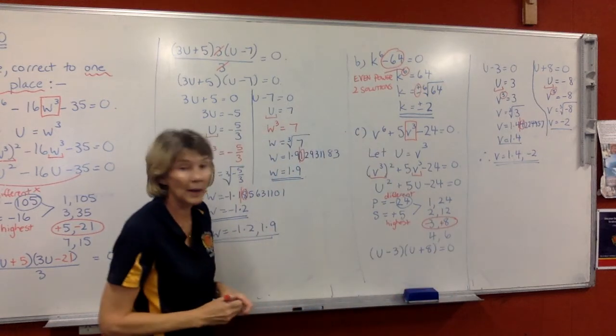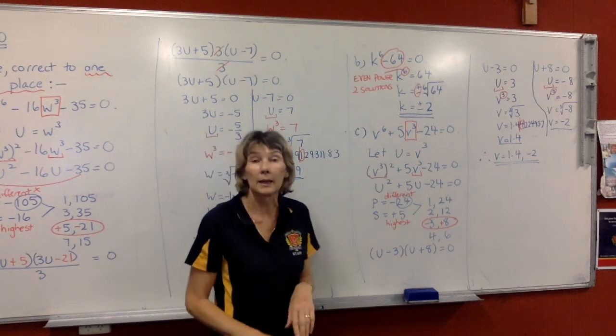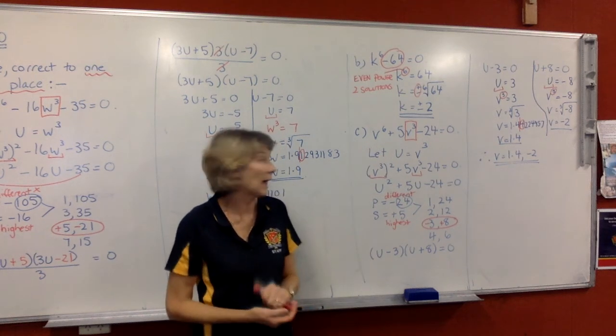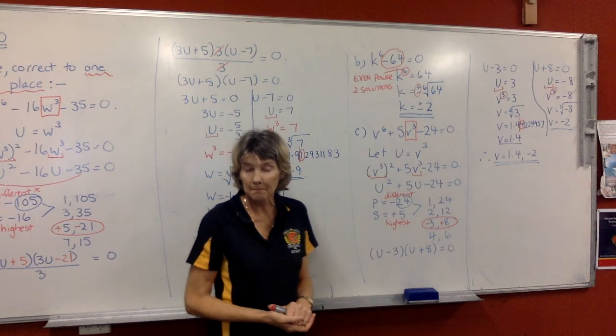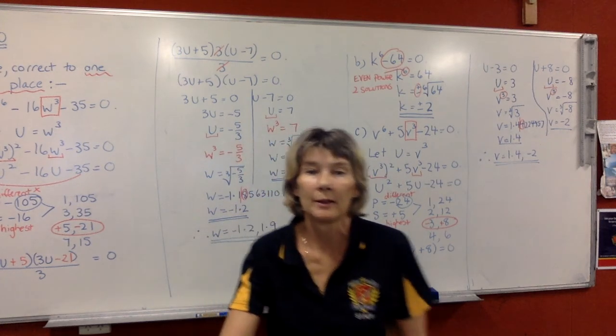You ended up with 2 answers when we could have ended up with up to 6 answers. Again, if we graphed it, it would have only had 2 x-intercepts. So I hope you understand all that. It just takes practice and you'll be fine. Good luck with it.